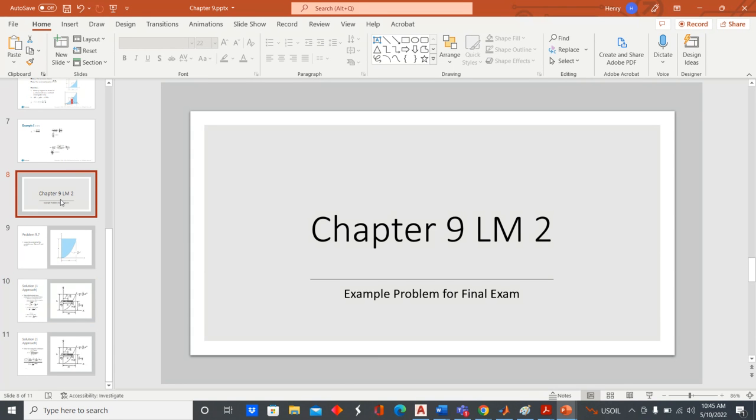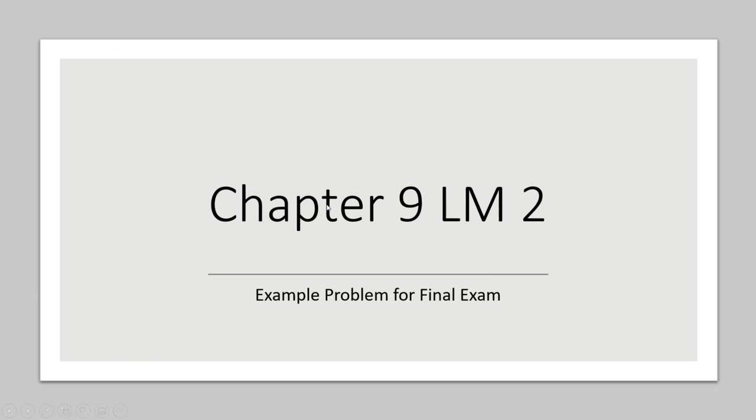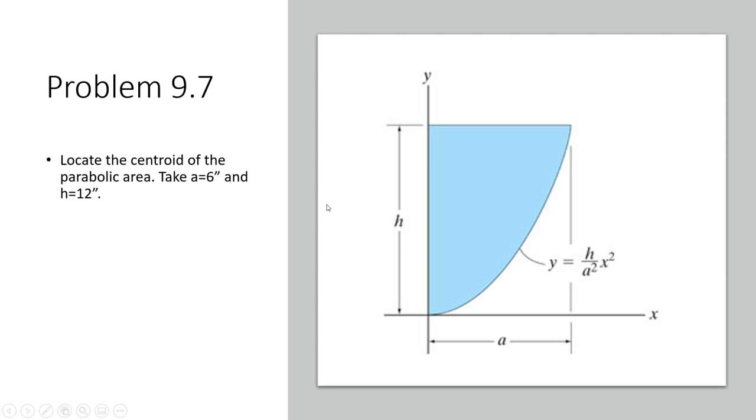So let's review the problem from Chapter 9 on the final exam. You'll notice that what we're trying to do here is to determine the centroid of the area, which is highlighted in blue. Along the vertical dimension, it's bounded by a straight line, which is of length h. Along the top dimension, it's bounded by a horizontal line of width a.